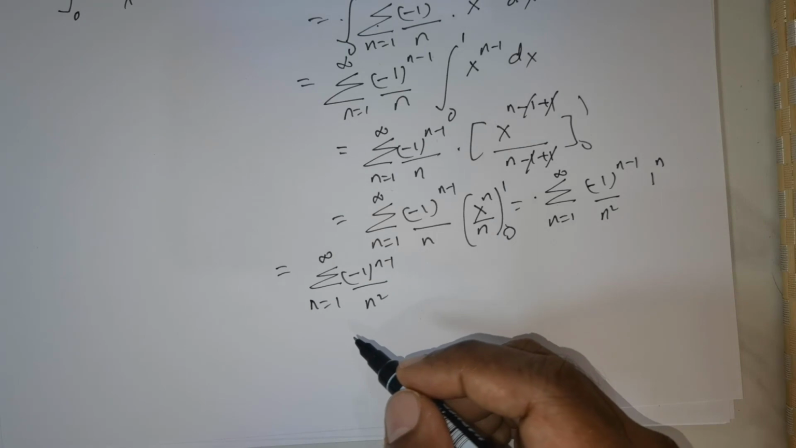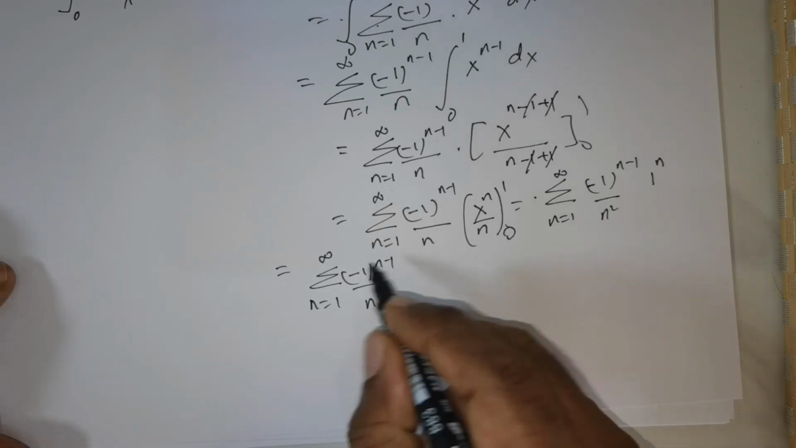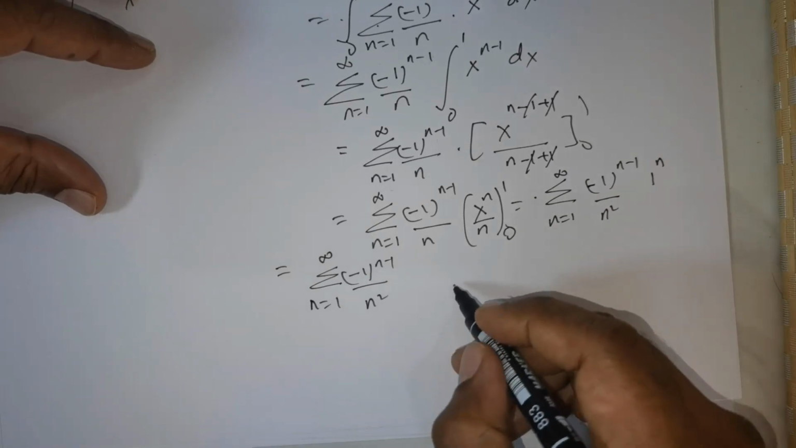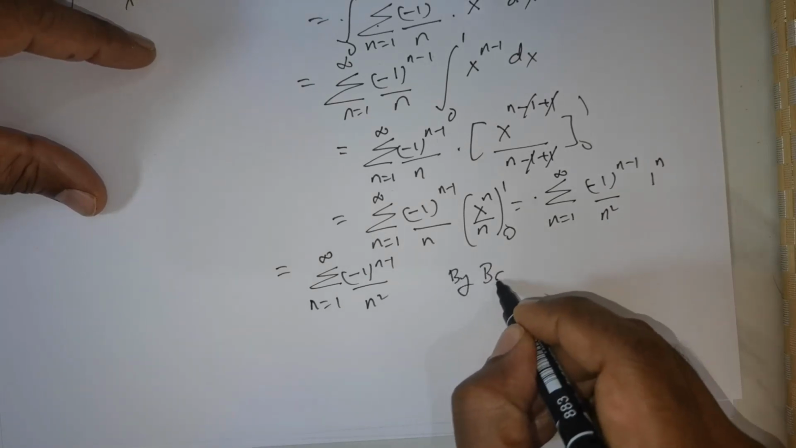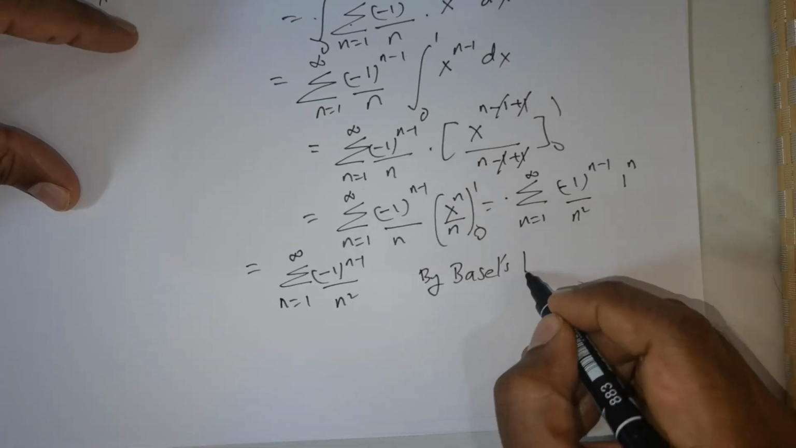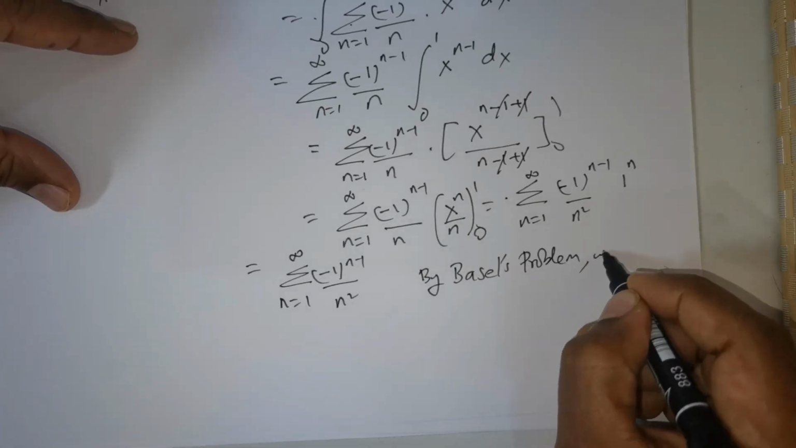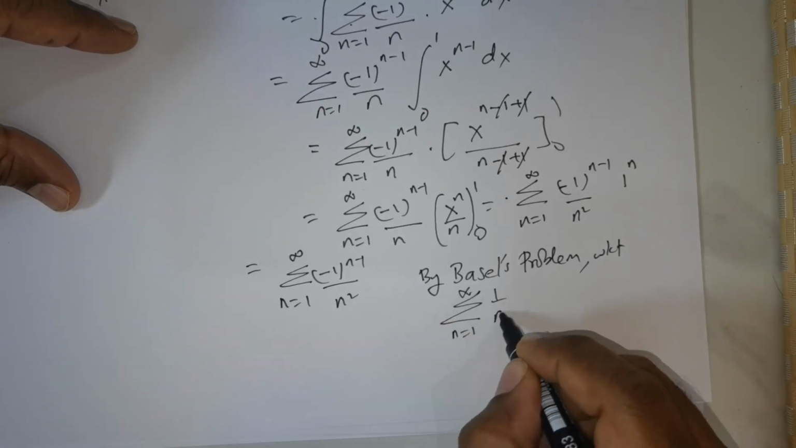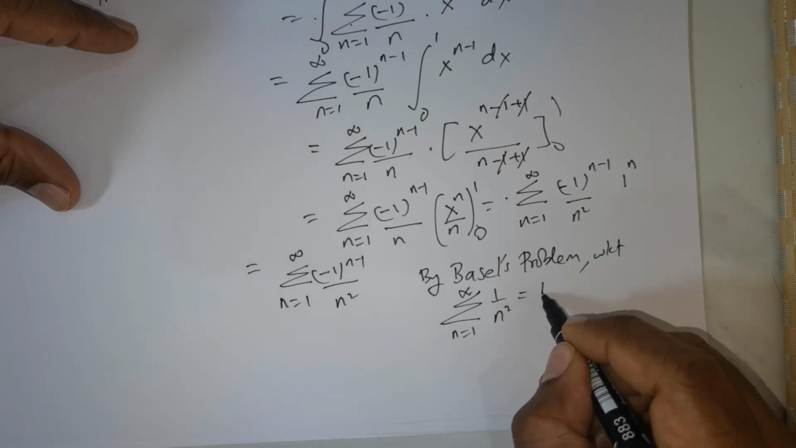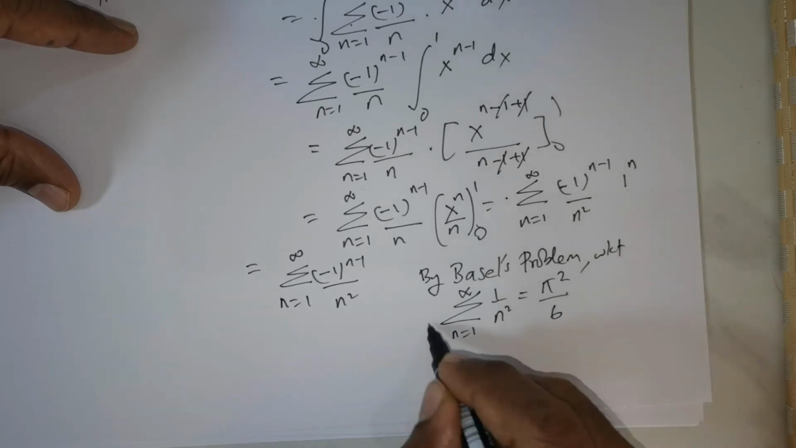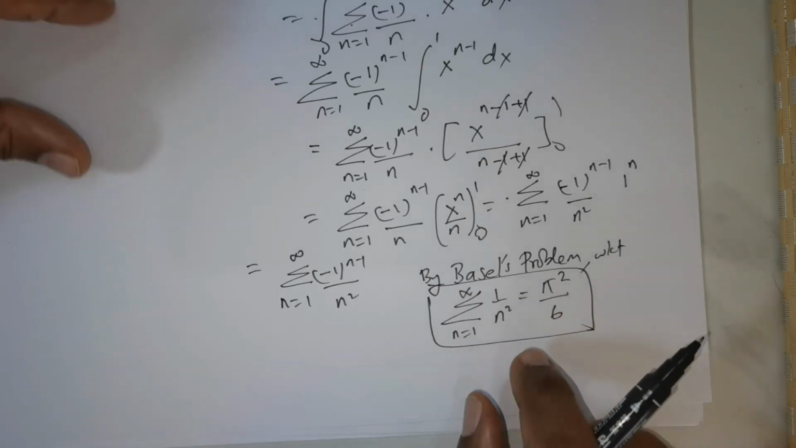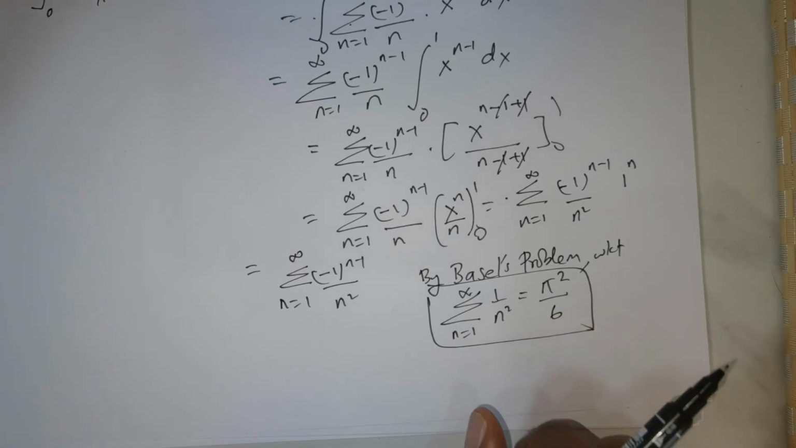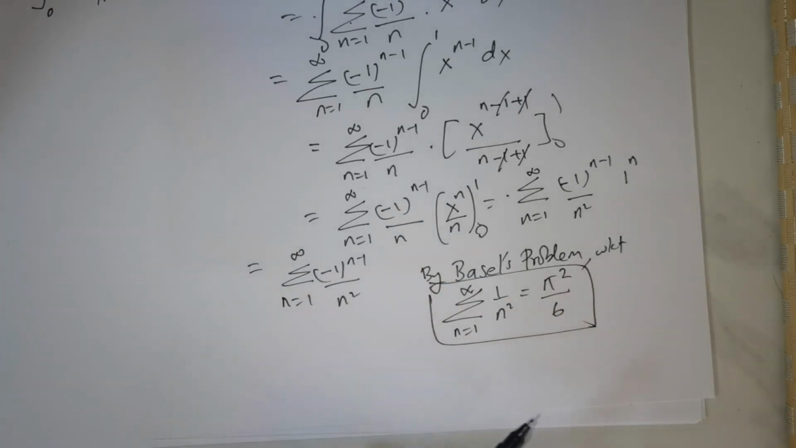Now the question is, we will have to find the value of this expansion. For this we will use Bessel's result, it's called Bessel's problem. We know that sigma n equals 1 to infinity of 1 over n squared. I have proved this result, please check my channel. This is equal to pi squared over 6. The complete video is available on my channel. Please watch that. So I'm going to take this result and use it to evaluate this.